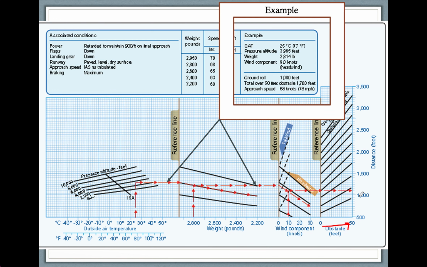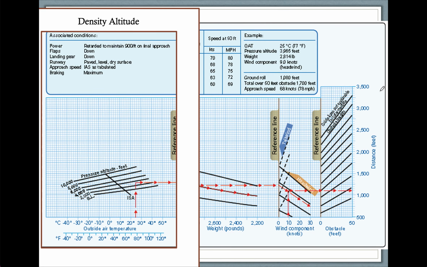And their example is missing an important line here. The important line should be a red line following up on the reference line here to get the answer that they were looking for on the 50-foot obstacle. So it was missing this line. All right, I didn't make it, but I just added it in for you. That's what it's supposed to look like. So here's the 4 sections again.